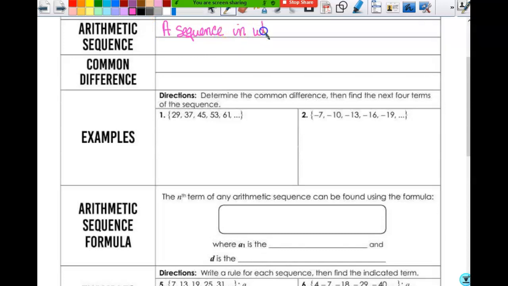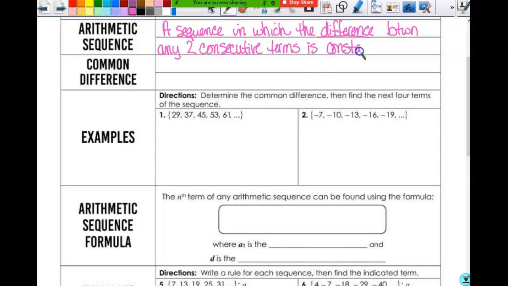in which the difference, and difference is an important part of this, between any two consecutive terms, consecutive is one right after another, is constant. The ones where we're just adding 3 every time, or adding 4, or adding a half, or whatever, that makes it an arithmetic sequence. Right?